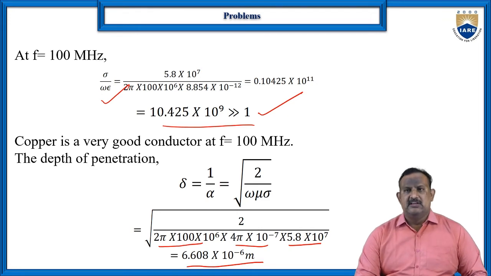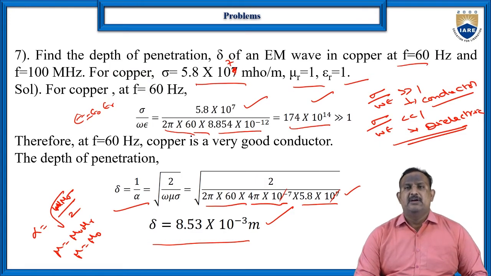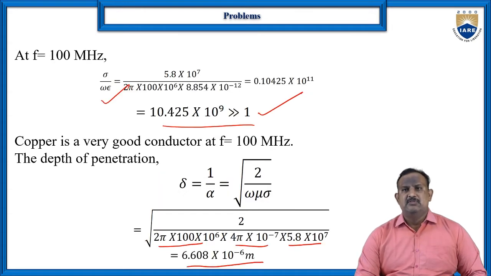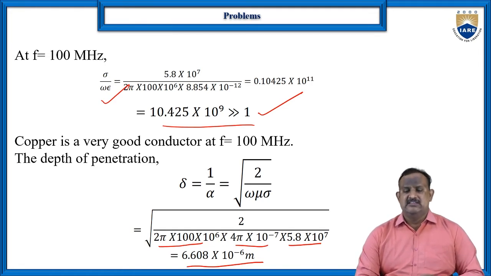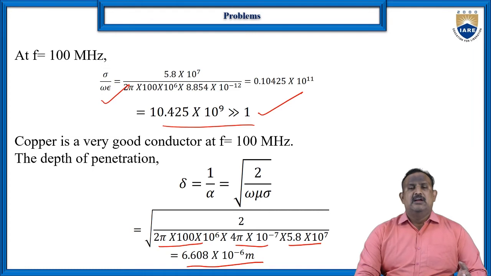So at low frequency, we have 8.53 into 10 power minus 3 meters. At high frequency, we have 6.608 into 10 power minus 6 meters. So as the frequency increases, the depth of penetration decreases. We need to observe that at high frequencies, the depth of penetration is low.